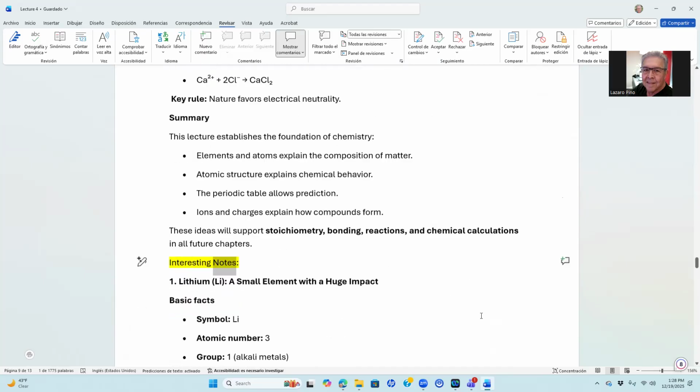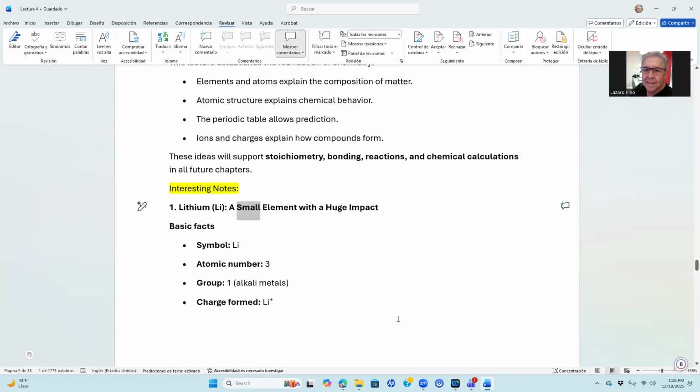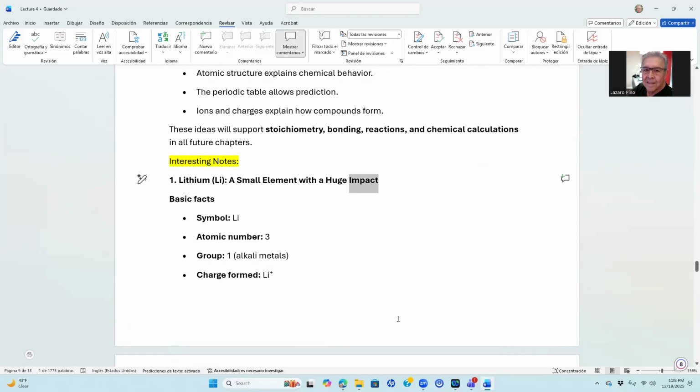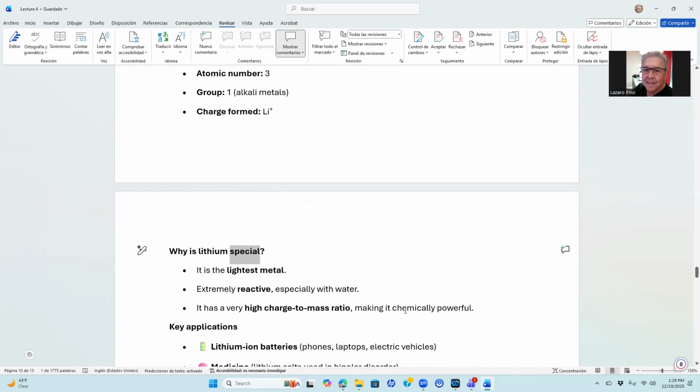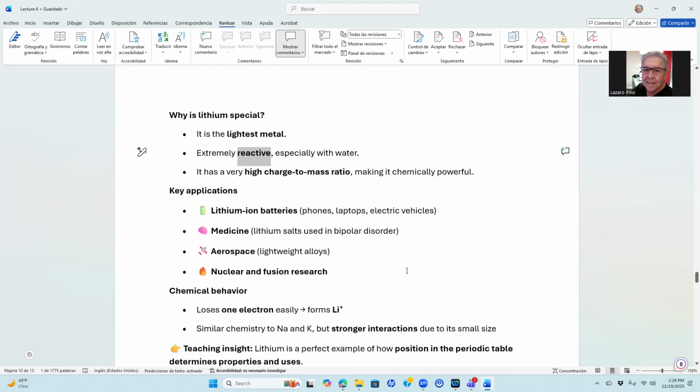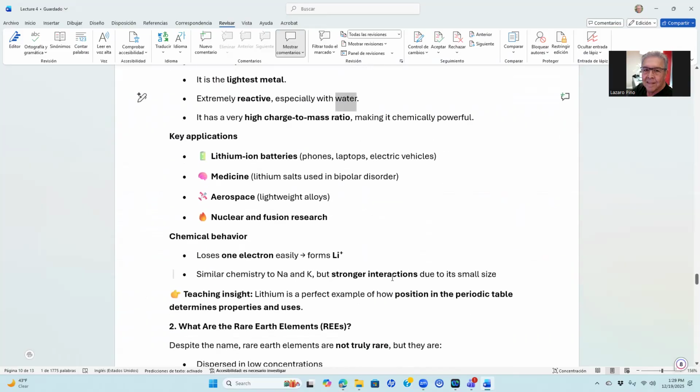Interesting notes. 1. Lithium, Li, a small element with a huge impact. Basic facts. Symbol, Li. Atomic number, 3. Group 1, alkali metals. Charge formed, Li+. Why is lithium special? It is the lightest metal. Extremely reactive, especially with water. It has a very high charge-to-mass ratio, making it chemically powerful.